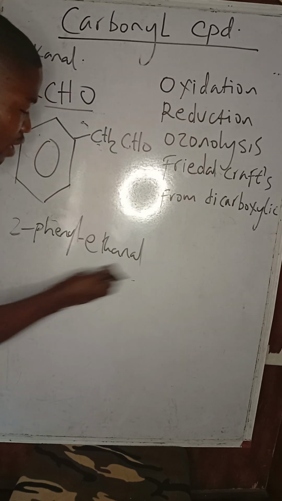There are other examples which we might not be able to look at all of them today. But let me just look at the nomenclature of the alkanones.